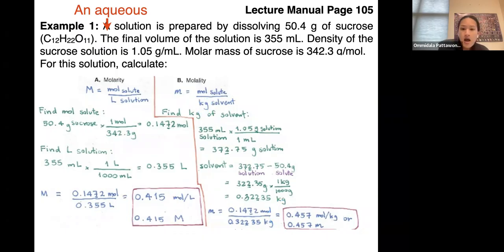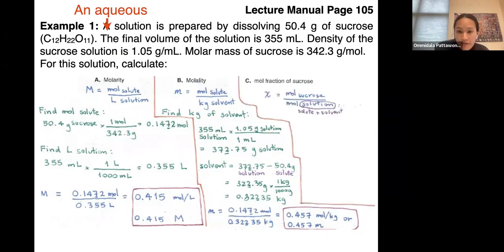All right. The next one is the mole fraction. If we're looking at the mole fraction of sucrose, you are going to use mole of sucrose over mole of the solution, right? And we know that solution is coming from solute plus solvent. So all you need to do is find the mole of the solvent, because you already know the mole of the solute from this step.